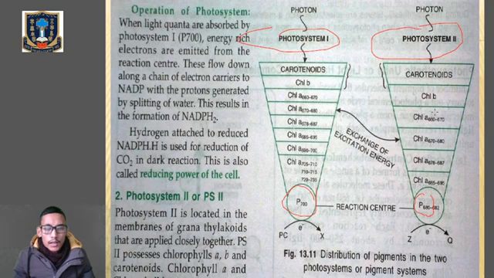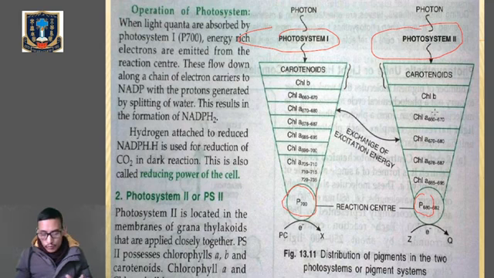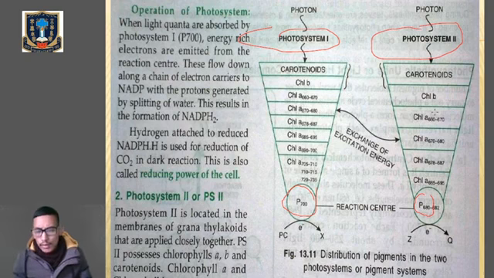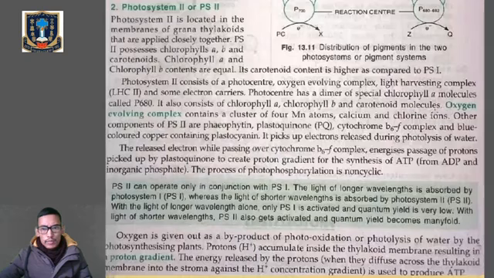Okay. Now, hydrogen attached to the reduced NADPH is used for reduction of carbon dioxide in the dark reaction. It's also called the reducing power of the cells. So the electron transfer systems of PS1 and PS2 we will learn in detail in the next class, but just briefly. Okay, then we have PS2, which is mainly located in the grana thylakoids.